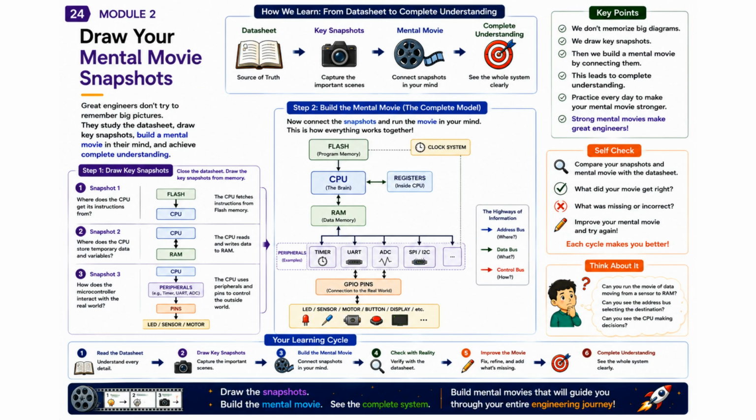The first question is, where does the CPU get its instructions from? The answer is flash memory. The CPU continuously fetches instructions from there. That is our first snapshot.